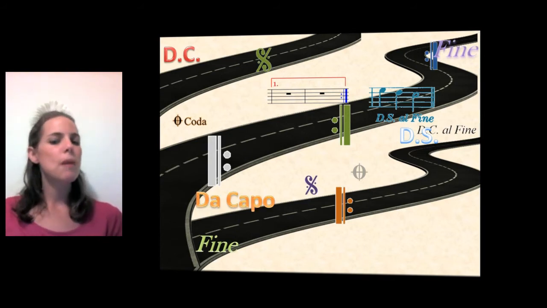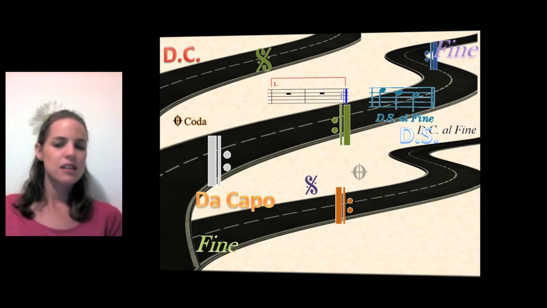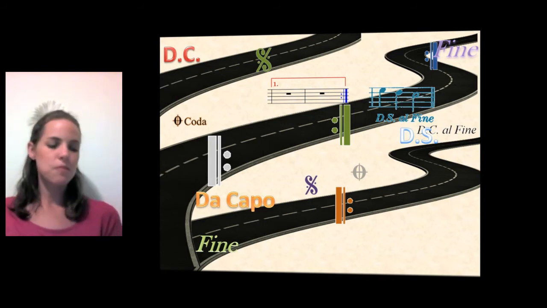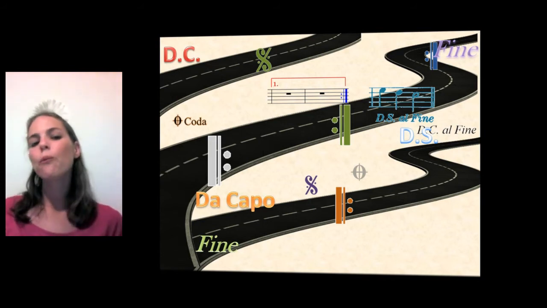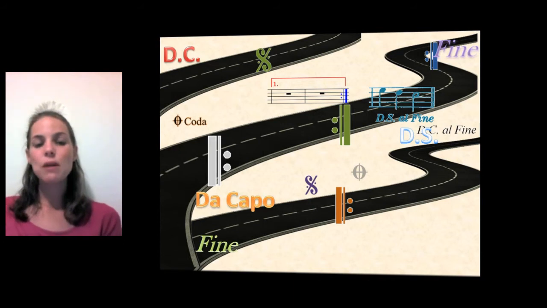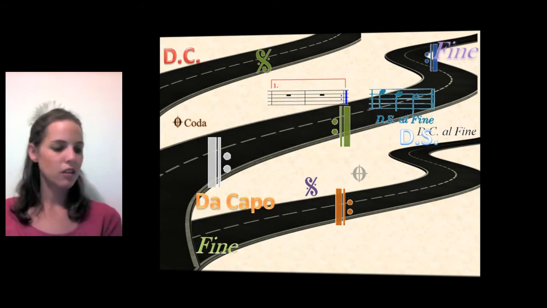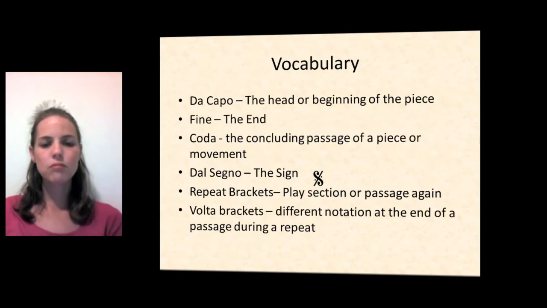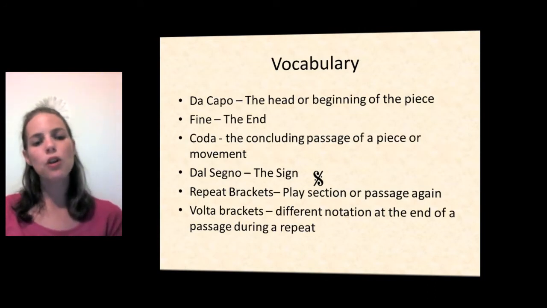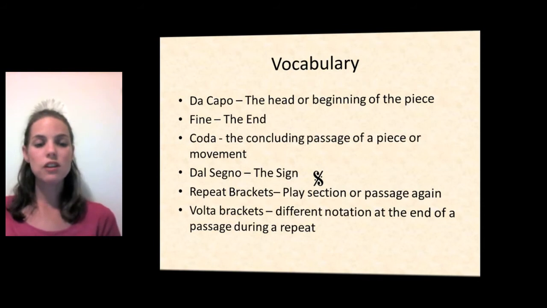Now, on the musical road map, there's lots of different signs. So let's talk through a few of them and help you understand which ones mean what and where to go. Let's talk about vocabulary first. There's a few key words that we need to remember.